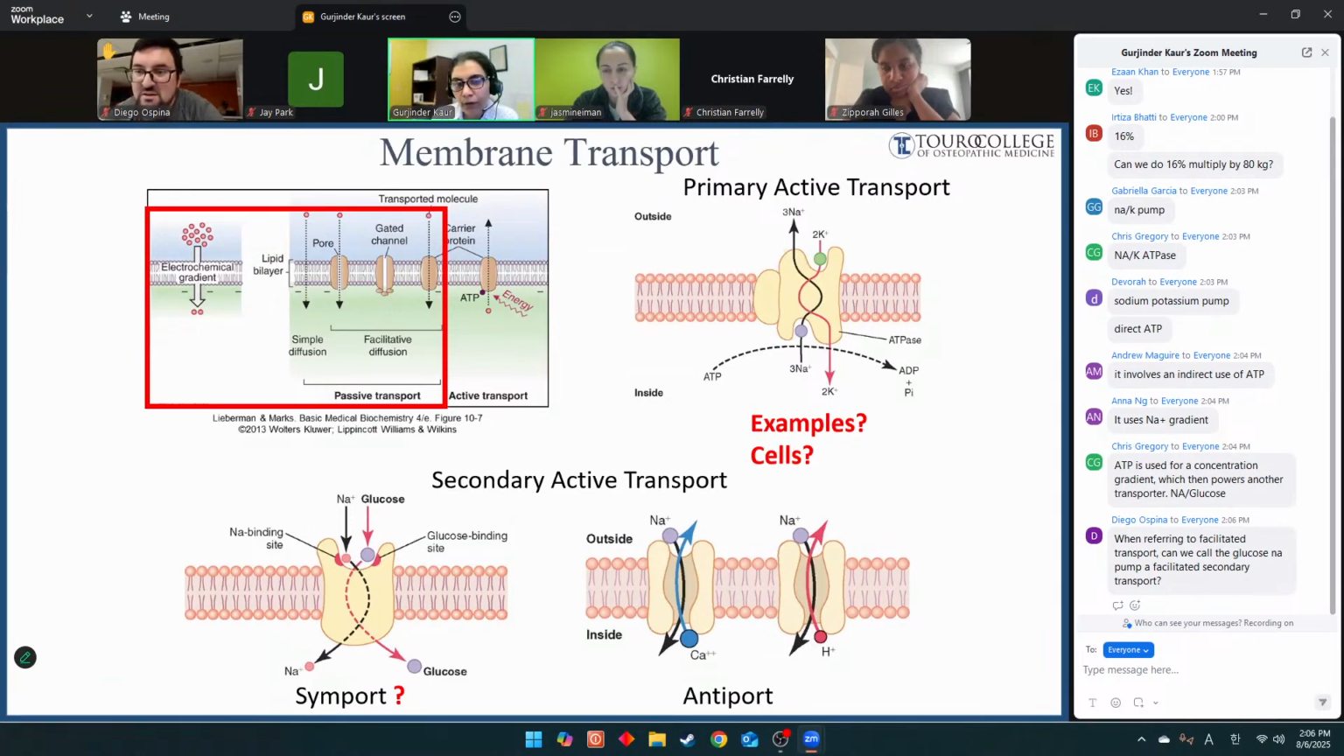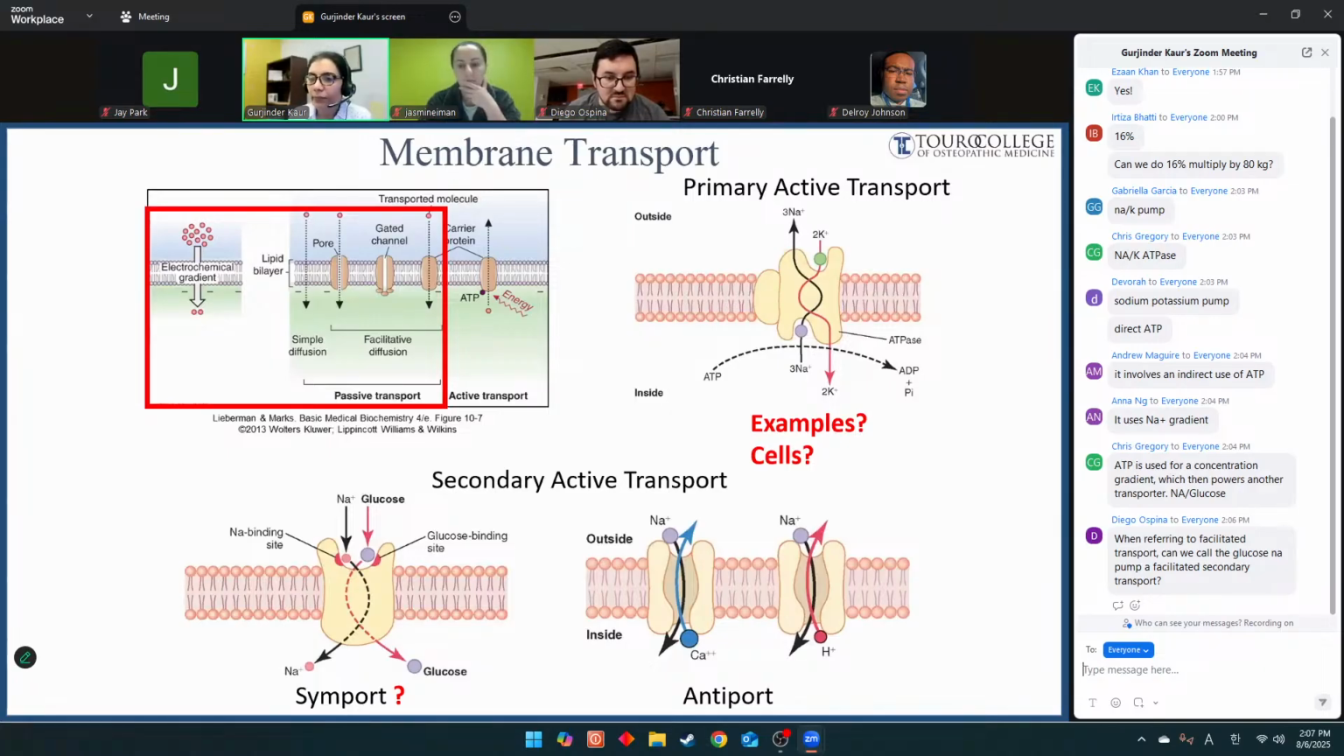Glucose sodium pump. No, we don't call it facilitated secondary transport. Facilitated is just a passive diffusion, not using any form of energy, whereas secondary active transport is using a form of energy that was provided by the primary active. Facilitated diffusion is a passive way of diffusion where a protein is just taking something through the membrane, right? Is it clear? Okay. All right. Any other questions so far?